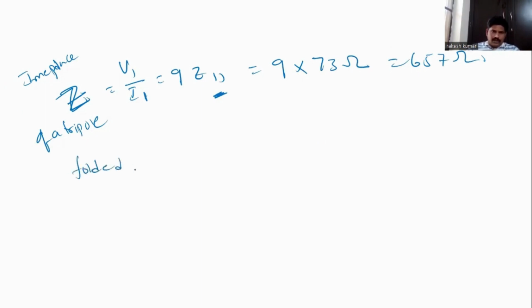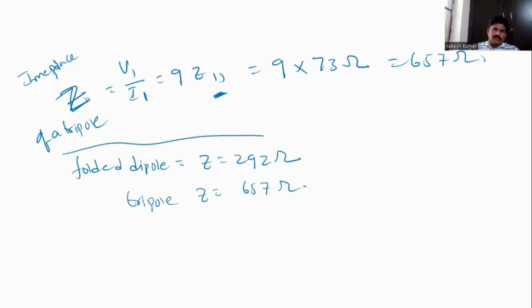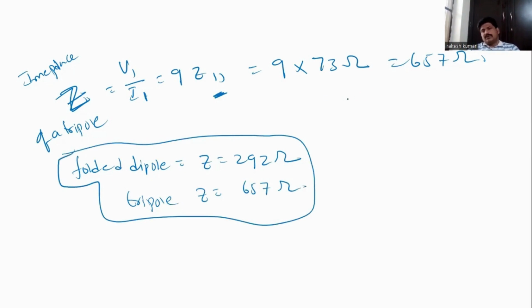For a folded dipole, the impedance is equal to 292 ohms. For a tripole, it is equal to 657 ohms. So depending upon, for example, this is my antenna.